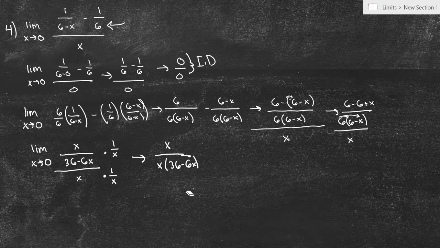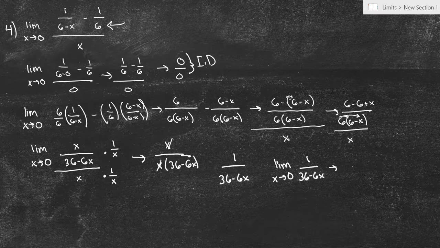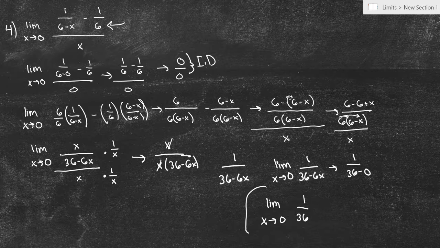And now it looks like something that we can factor. Again, when we factor, we just want to cancel something out. So we can cancel, and we're left with 1 over 36 minus 6x. And now we can plug in our limit. So we've got the limit as x approaches 0 of 1 over 36 minus 6x. So that's going to equal 1 over 36 minus 6 times 0, which is 0. So the limit as x approaches 0 is finally, after all that work, 1 over 36. That's the answer.